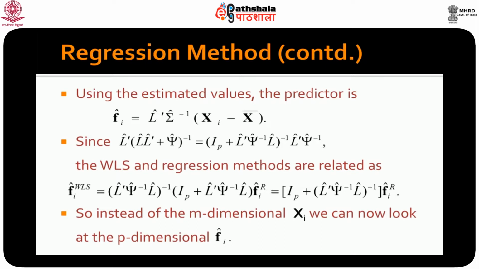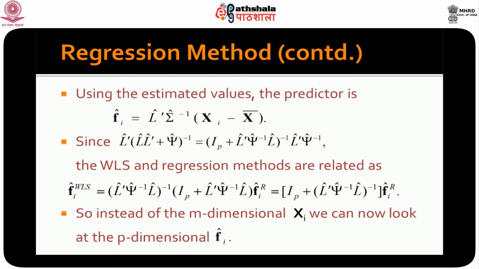So once we have done this, we predict the mean. So instead of taking the expectation of f, we substitute this by the f hat value. So the f hat value now becomes, given the estimates of L, sigma, etc., f hat is equal to L hat prime sigma hat inverse x minus x bar. So for the ith individual, given his xi, we get his factor scores as fi hat is equal to L hat prime sigma hat inverse xi minus x bar.